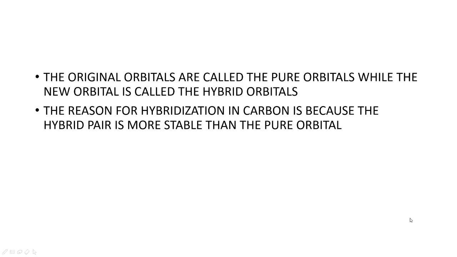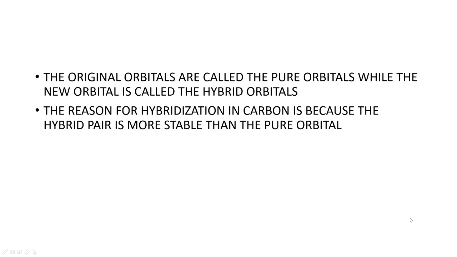hybrid orbital. The new orbital formed when two or more pure orbitals are mixed is called the hybrid orbital. Now, there's a reason for hybridization, because why will a compound just combine two orbitals? Why should they combine and form a new orbital when they can actually bond singly? The reason for hybridization in carbon is because the hybrid pair is more stable than the pure pair.